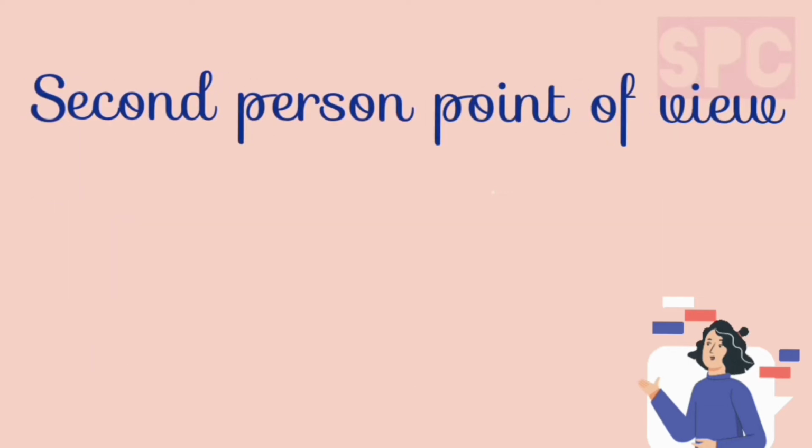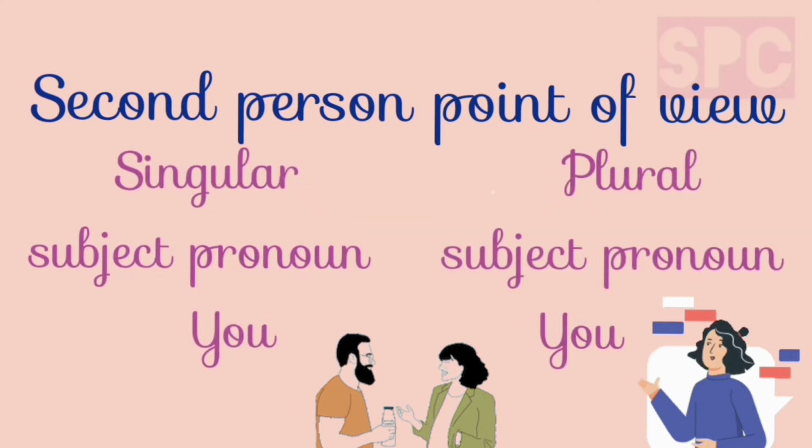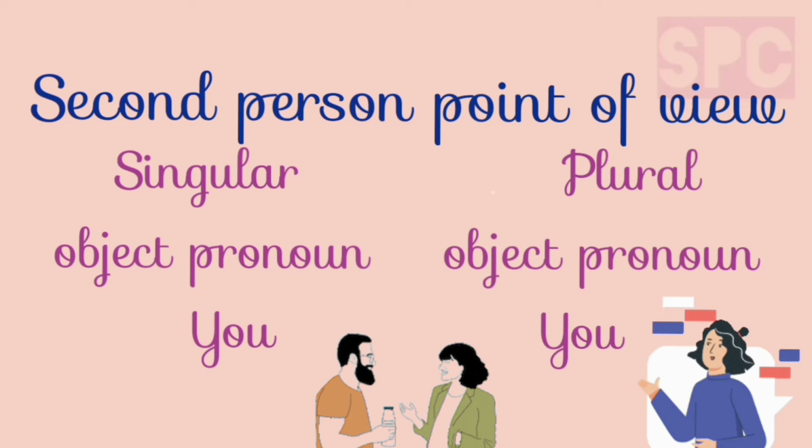Second person point of view. When using the second person point of view, the narrator talks to the reader or listener directly. Second person both singular and plural subject pronoun is you, and the second person both singular and plural object pronoun is also you. Let's understand this with the help of some examples.